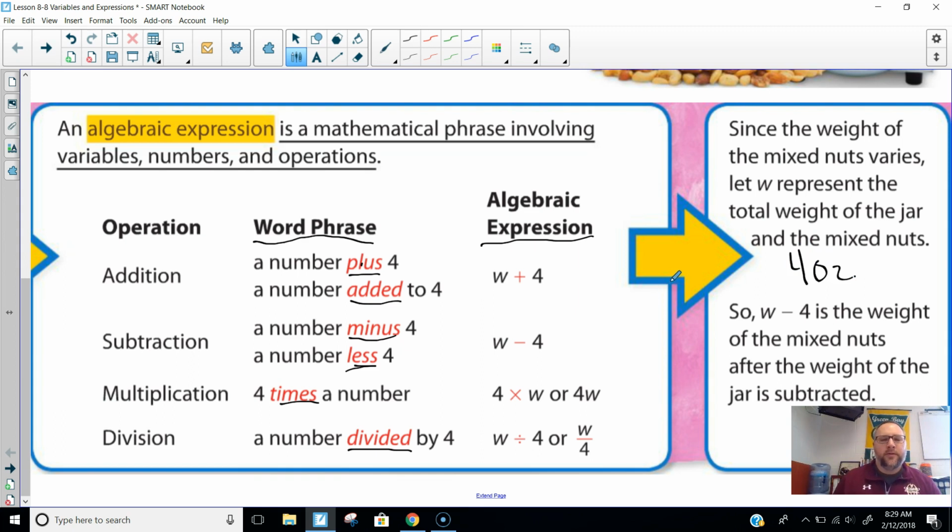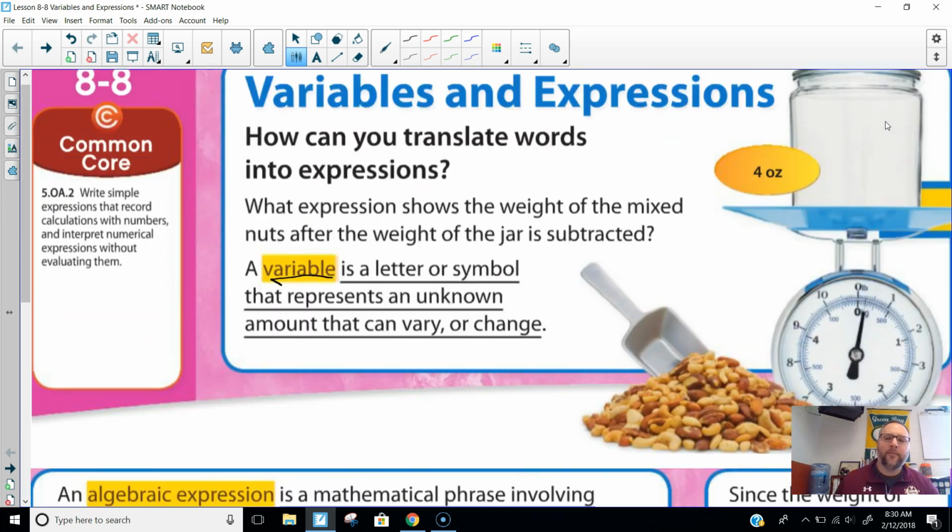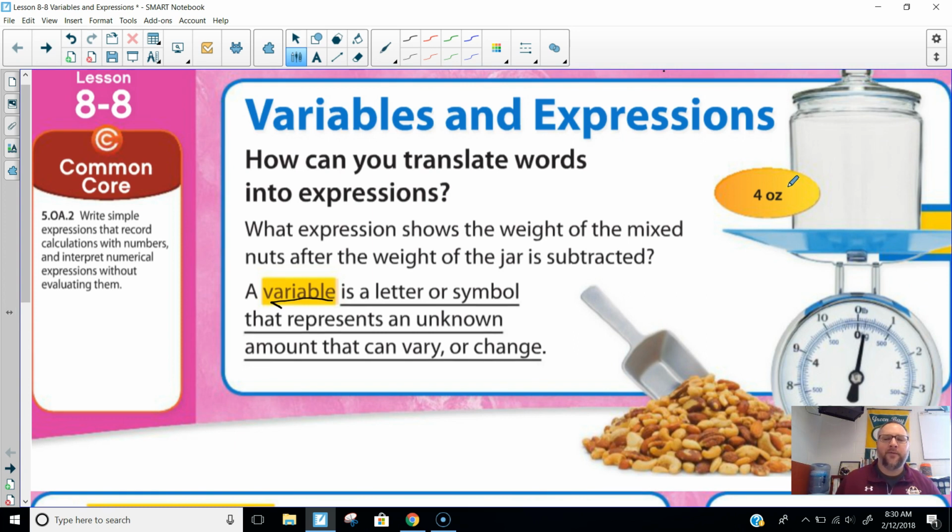So to find an expression here, the weight of the mixed nuts is going to be a number minus 4 ounces. And here's the expression that they're going to use here. W minus 4, now W is going to represent the weight, minus 4 is the weight of the mixed nuts after the weight of the jar is subtracted. So going back up here, what they'd do is they'd put a scoop into the jar, they'd see the total weight, they'd subtract 4 ounces from it, and that's how they know how much the mixed nuts weigh.